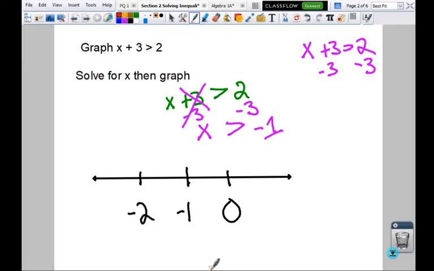And then from there, I'm going to put my circle at negative 1. And Allison, am I going to fill in the circle? No. Because it doesn't have the line under it. Yep. I don't have the or equal to line, so I don't fill in the circle. I just draw a circle and leave it open.